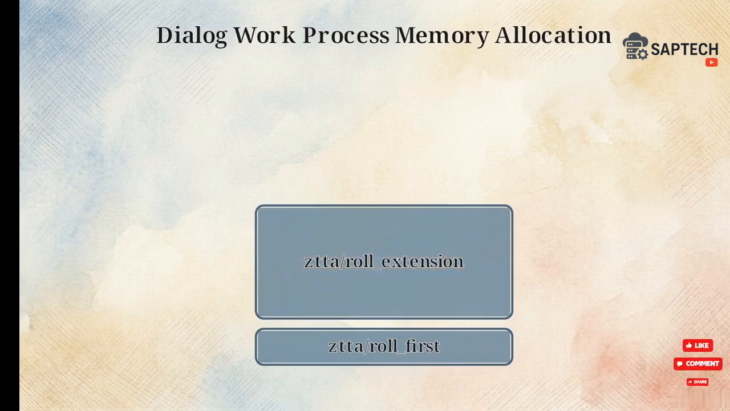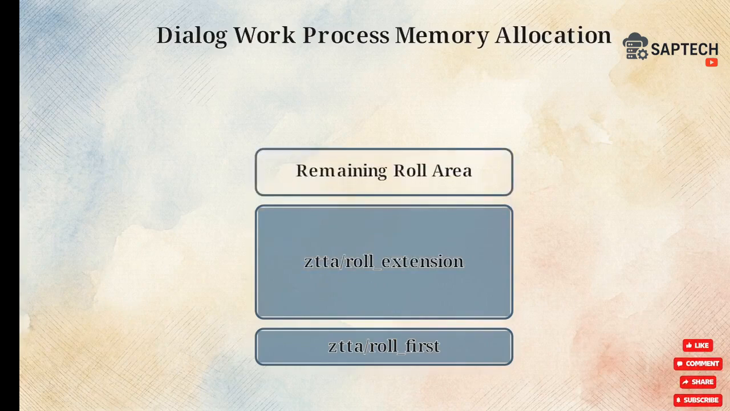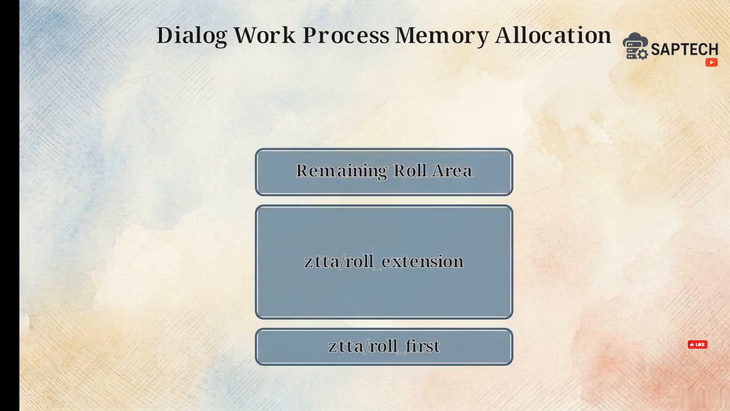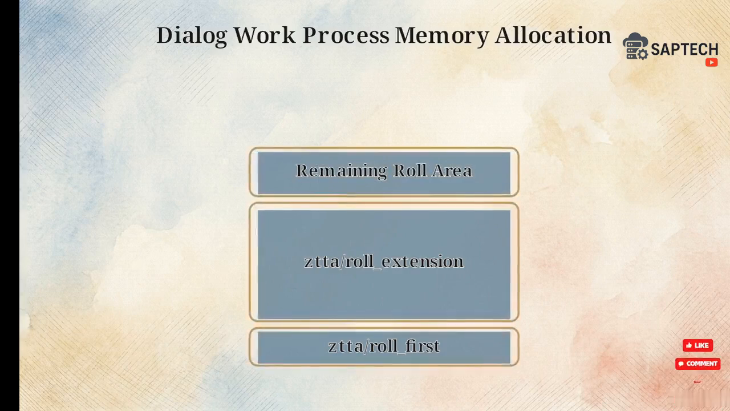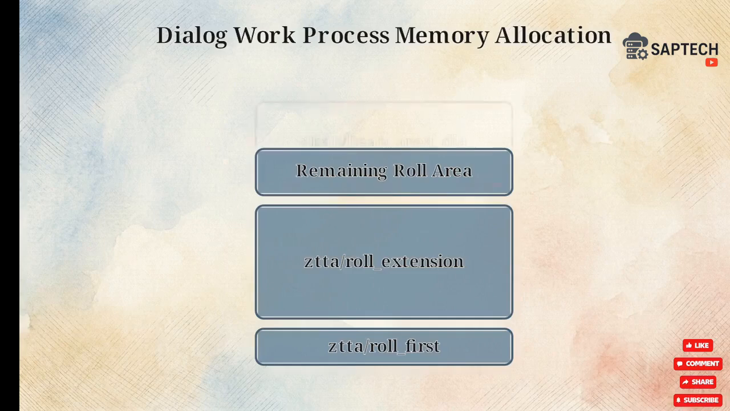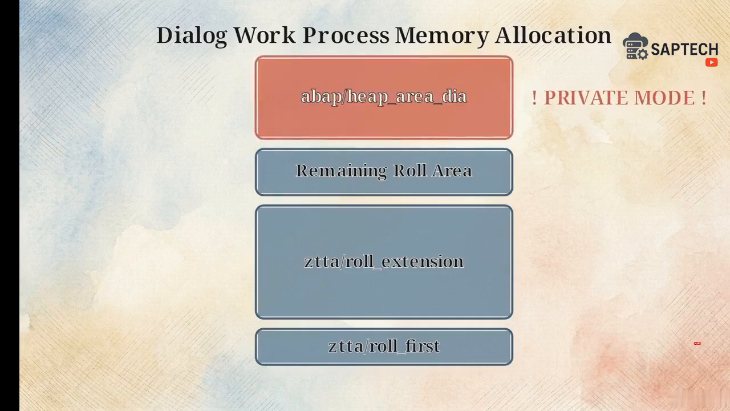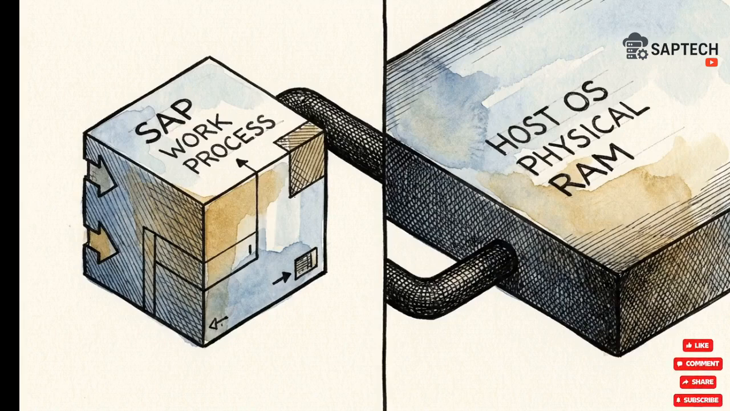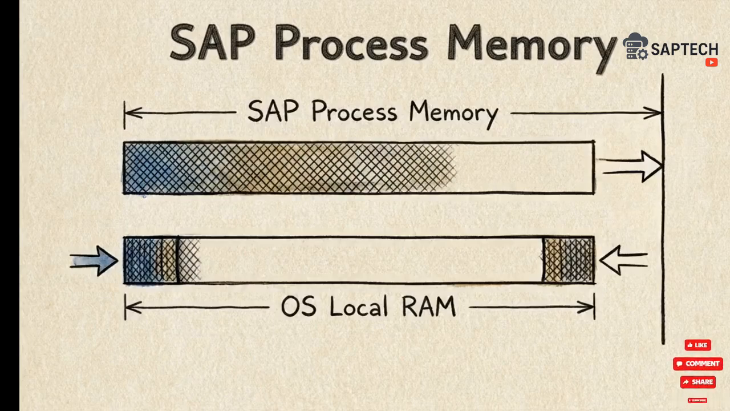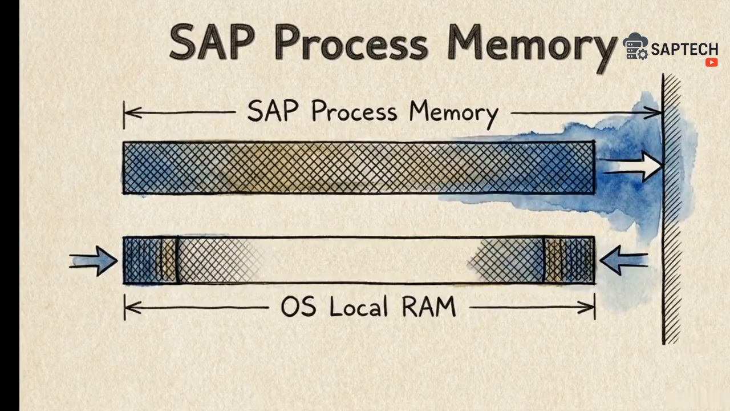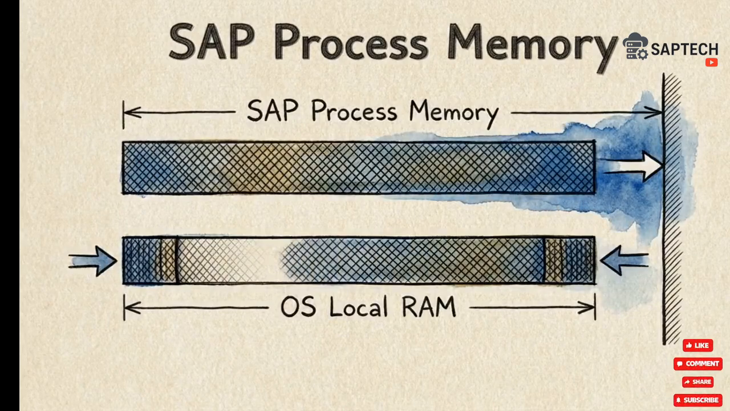It consumes whatever is left of its remaining roll area. At this exact moment, the work process has completely emptied all of its standard shared and roll memory limits. As a last resort, the work process bypasses the shared pools entirely and begins cannibalizing local OS heap memory. By pulling from the heap, the process is now taking physical memory directly away from the operating system itself. Breaching this final threshold forces the work process to compete directly with the operating system for local physical RAM.